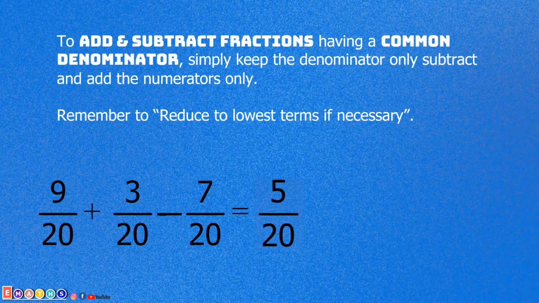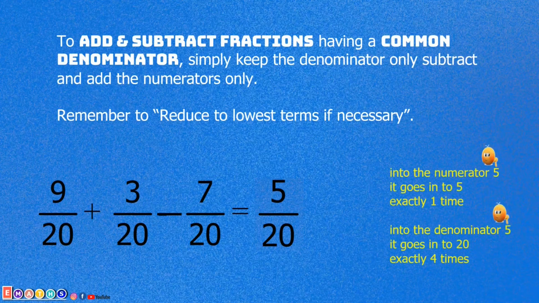5/20. This can be reduced to its lowest terms. Into the numerator 5, it goes into 5 exactly one time. Into the denominator 20, 5 goes exactly 4 times.